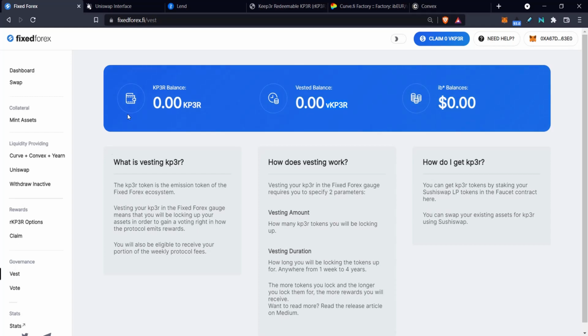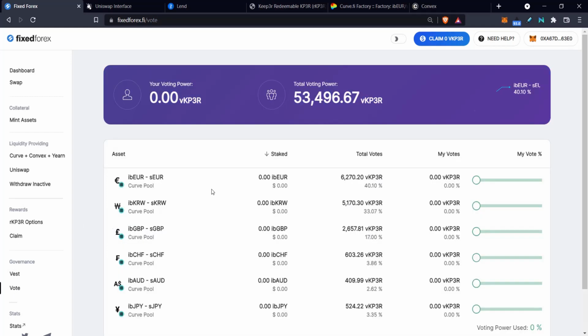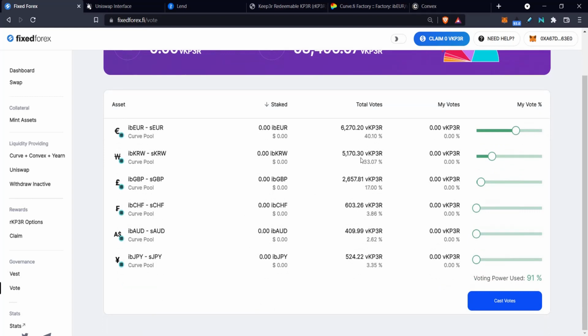Now why would I want to lock them? Because I can use them to vote. I can vote here on which one of these liquidity pools I want to give more of those keeper tokens. You can change your voting, as long as you don't go above 100%, and decide how you want to vote on the incentivization of these pools. Let's say I only care about euro, so maybe I'm going to put 100% of my vote towards this pool here and hopefully get more.